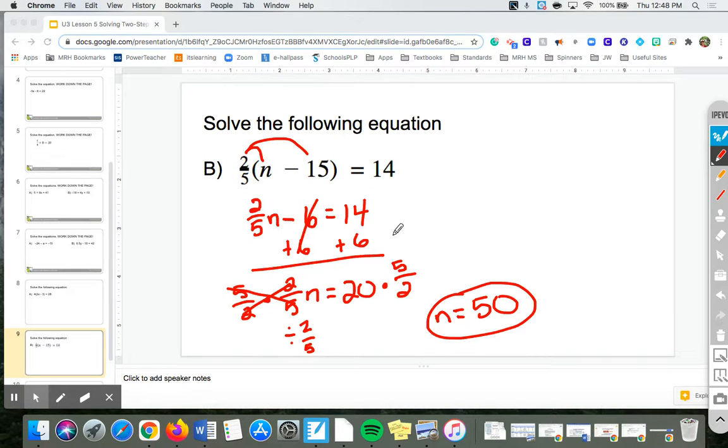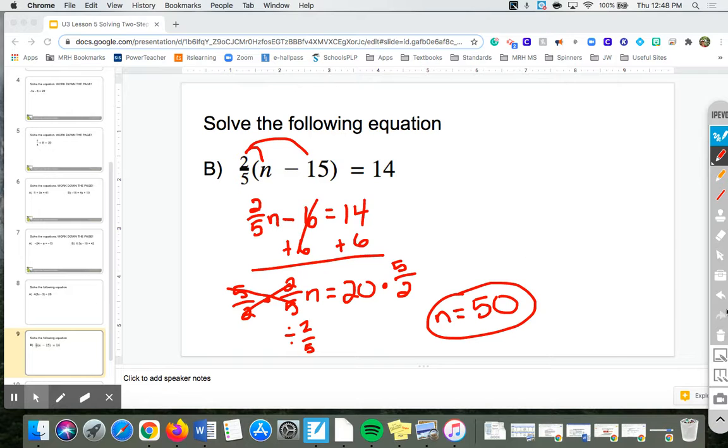So that is another problem in which it has a fraction coefficient. Again, you could check this by saying, okay, I put 50 in for n, so 50 subtract 15, that's 35. 35 multiplied by 2 over 5, and you get 14 as your answer if you're just checking that on a calculator.